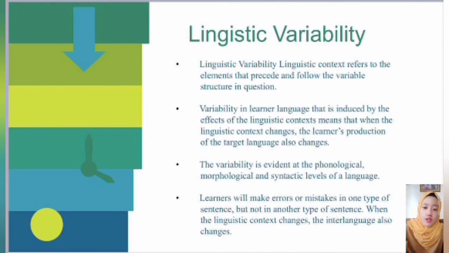The variables that occur due to linguistic context. So, if the linguistic context changes, the language also changes. If the elements change, everything changes. For example, from the simple present, "I go to school." Now, if I change it to past tense, it will change the whole sentence, not only the sentence structure but also the phonology. So, "I went to school yesterday."